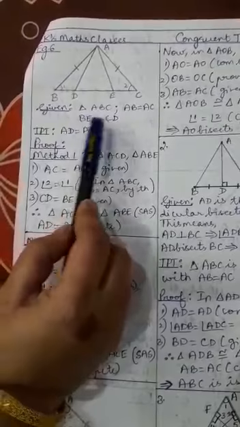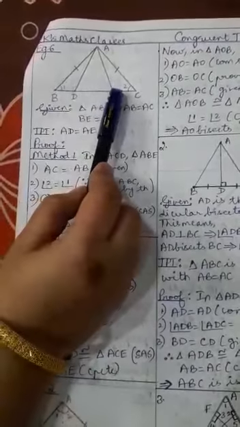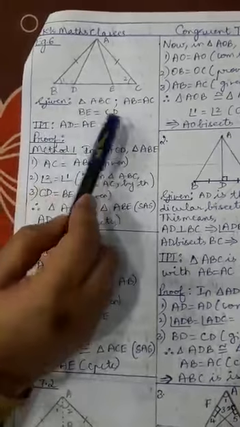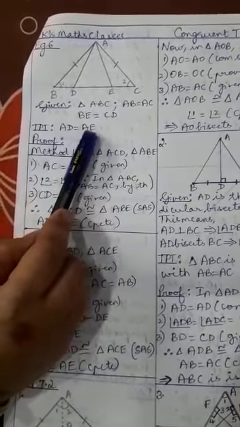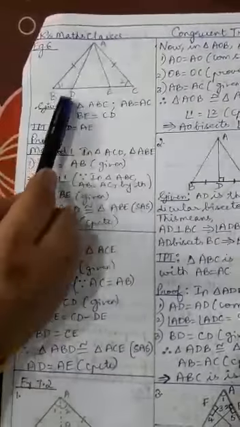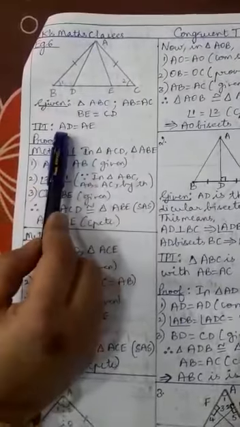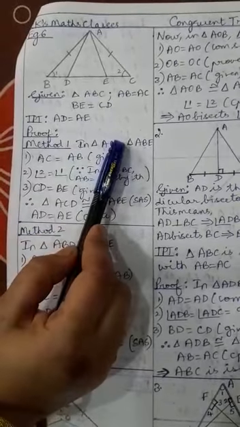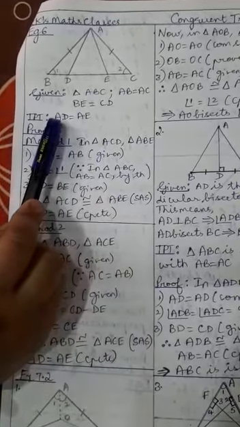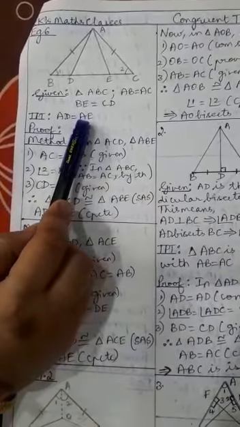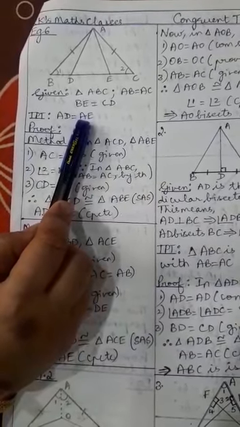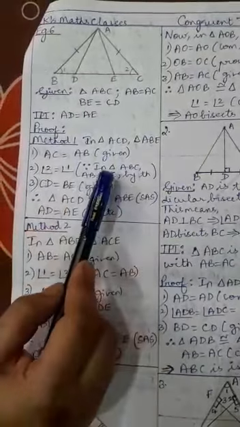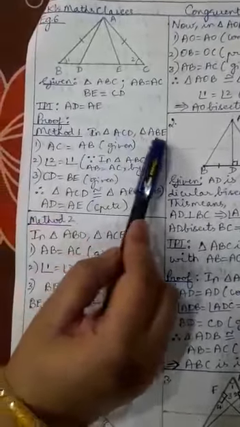It's also given that BE equals CD. Given this, we need to prove that AD equals AE. So to prove this result, we need to take up two triangles. One triangle which has AD as a side and another triangle which has AE as a side. So again we can prove this result in two different ways. You could take up triangles ACD and ABE.